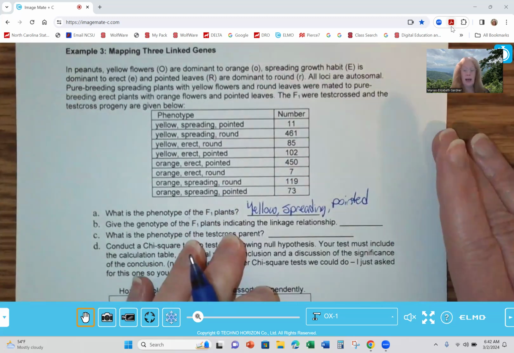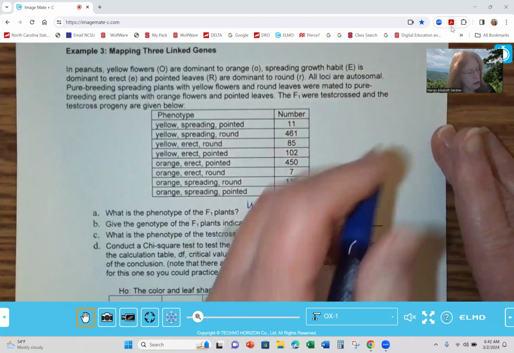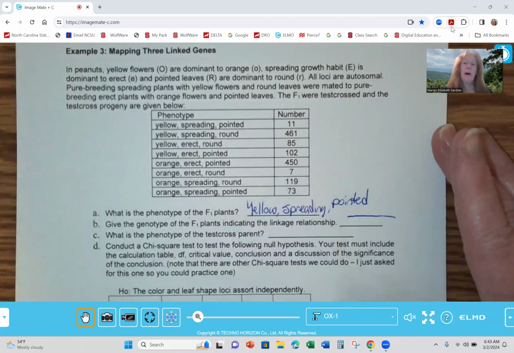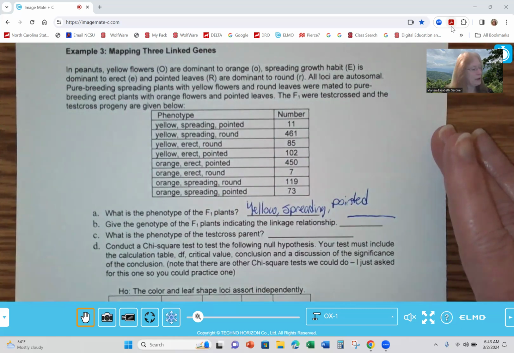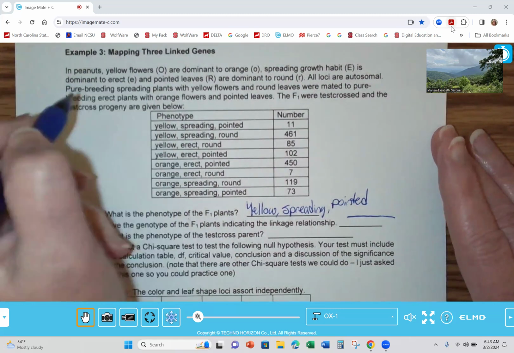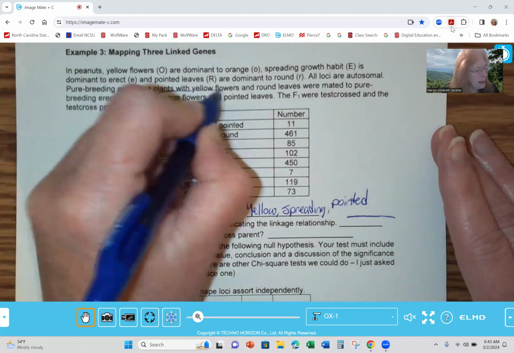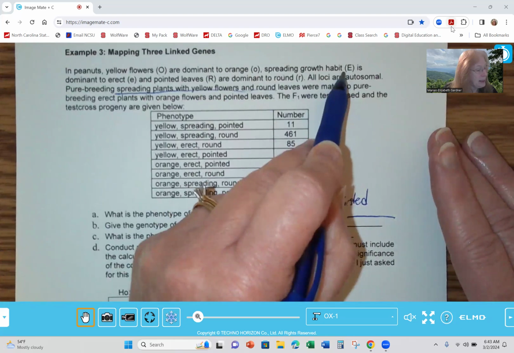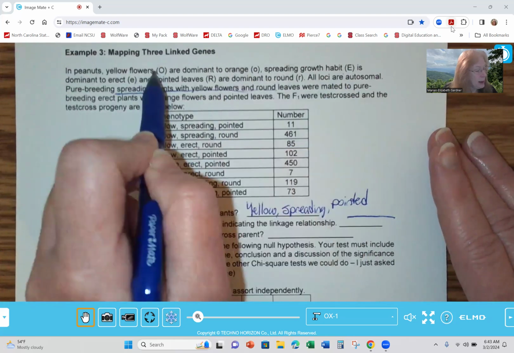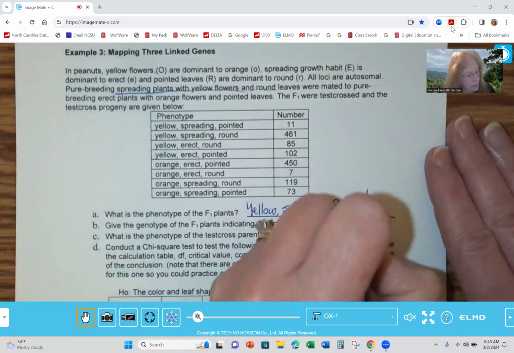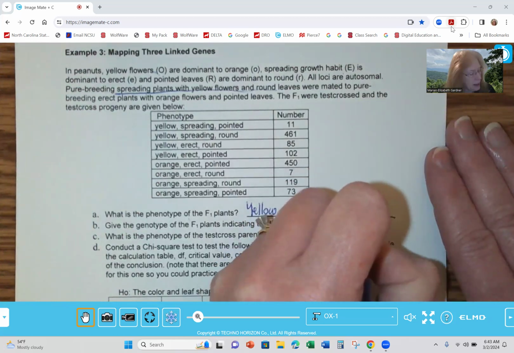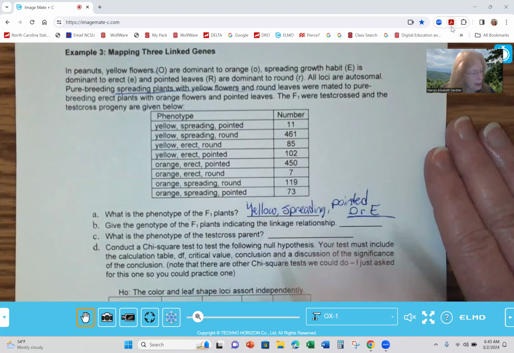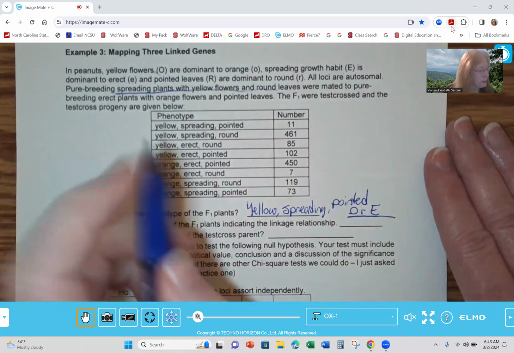What is the genotype of the F1 indicating the linkage relationship? So remember how I wrote the genotypes on that very first problem with a chromosome from one parent on top, a chromosome from the other on the bottom? That's what we're doing here. So we have to look at the pure breeding type. Spreading, yellow, round would be one. So spreading is a big E, yellow is a big O, and round is a little r. So I've got a big O, a little r, and a big E. And I'm just putting these in random order right here, just how I could think to write them.